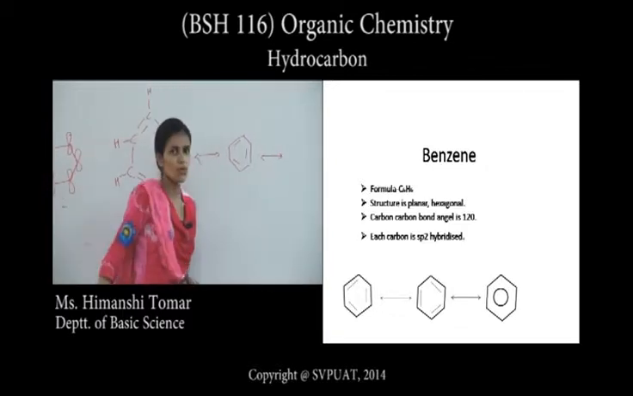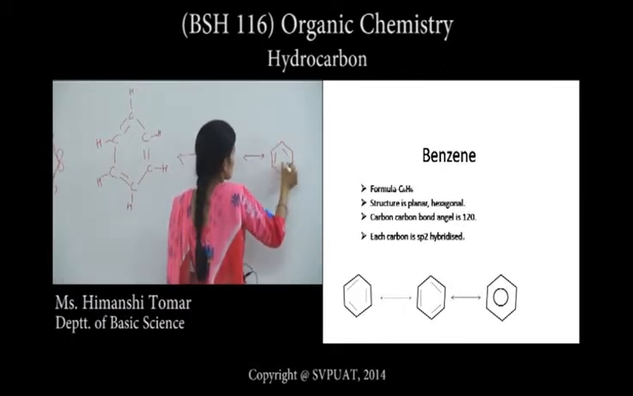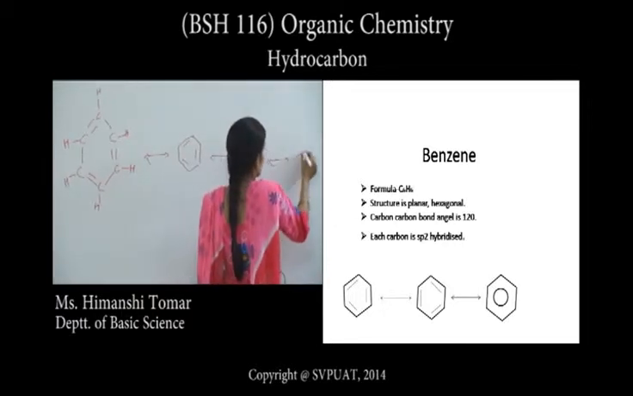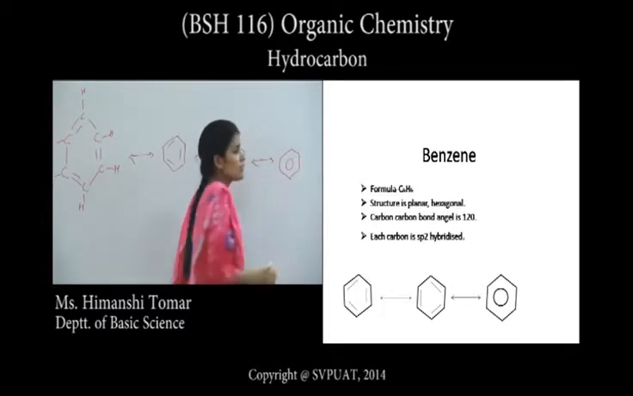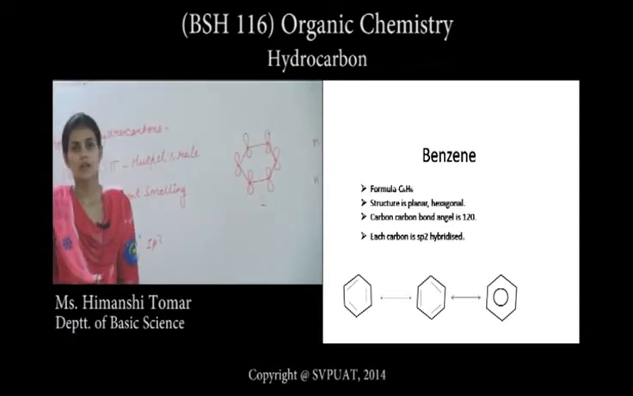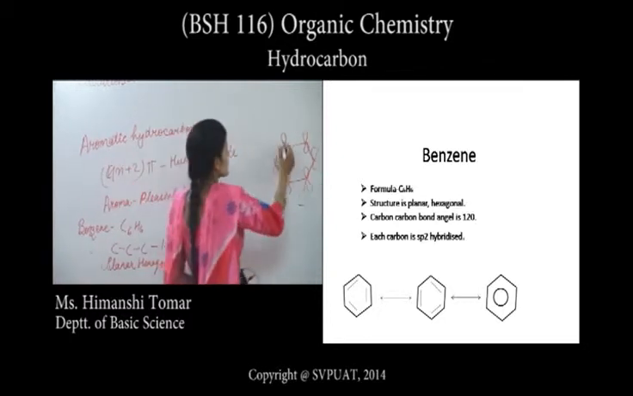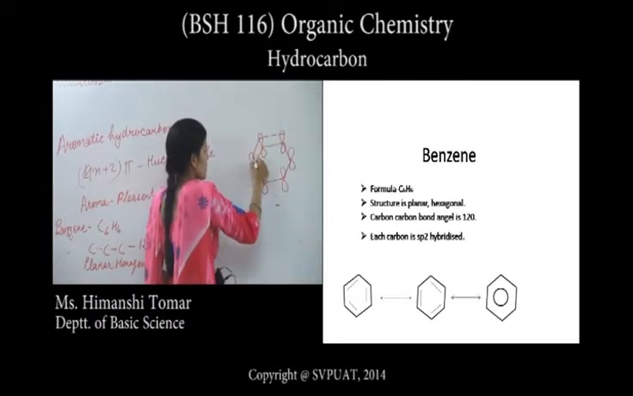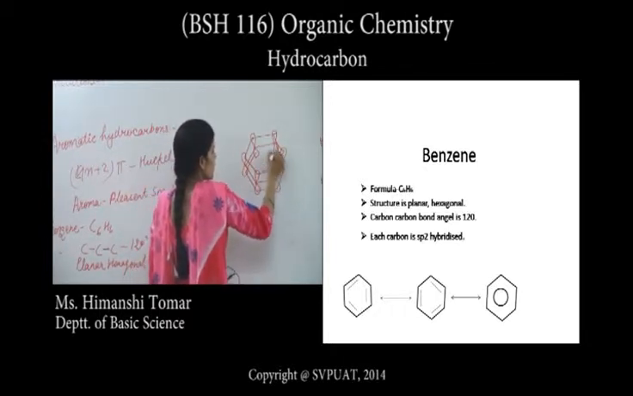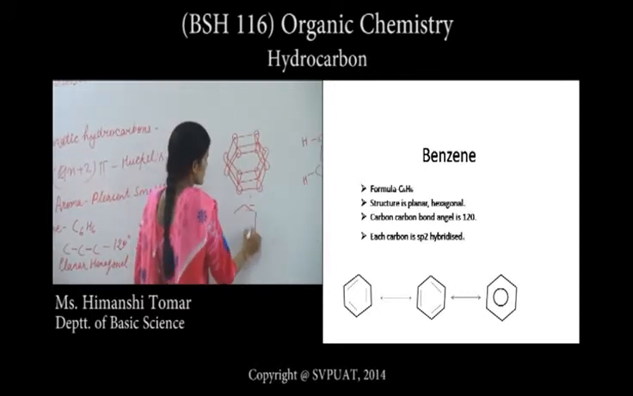Another structure due to resonance is this. Then we find the hybrid structure of benzene. The hybrid structure of benzene is more stable because of resonance and resonating structures. Now we find that the perpendicular p orbitals overlap by lateral overlapping, and this forms the hybrid structure.